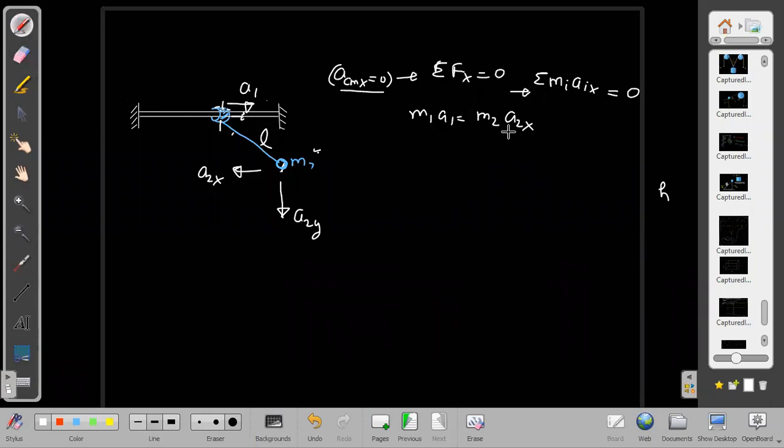Have you understood this so far? Is a2x relative only? No, it is in the ground frame only, not relative. It is the ground frame. But while writing the force equation, we need to consider pseudo force. Till now it is in the ground frame only. Till now I have not taken pseudo force into account.